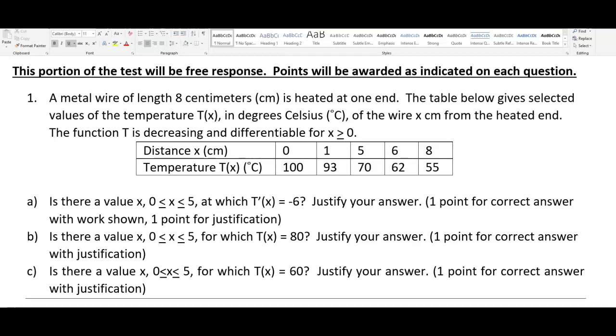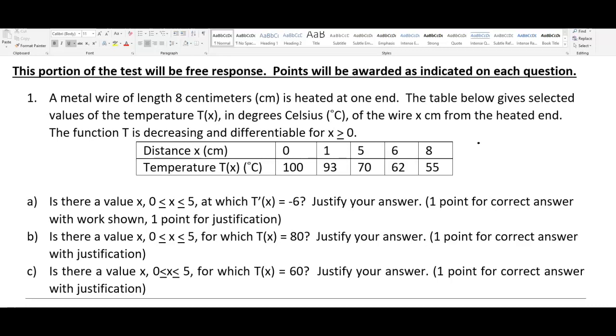Alright guys, let's go over the FRQ portion now. Let's see, number one, a metal wire of length 8 centimeters is heated at one end. The table below gives selected values of the temperature T of x in degrees Celsius of the wire x centimeters from the heated end. And the function T is decreasing and differentiable for all x greater than or equal to 0.